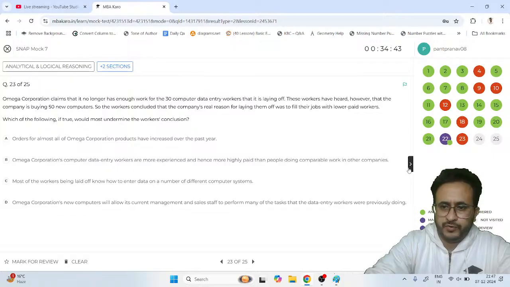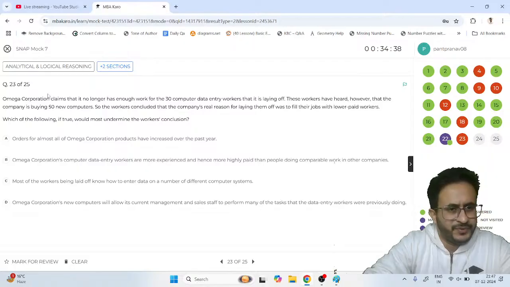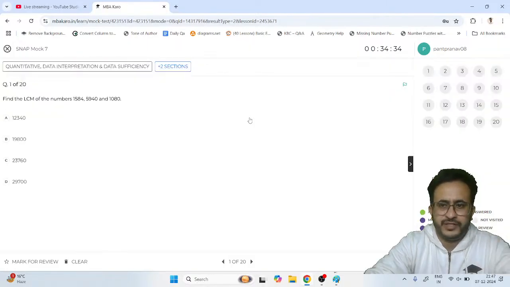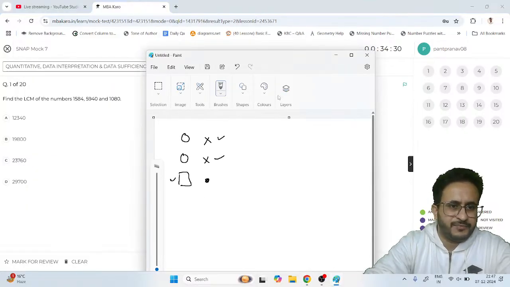Now let's move on to the quant section and then come back to the reasoning section. I found the reasoning section to be doable. Okay, we have enough time. We'll try to finish quant in 25 minutes and then we'll have 10 minutes remaining.